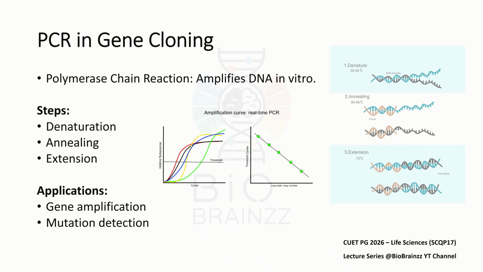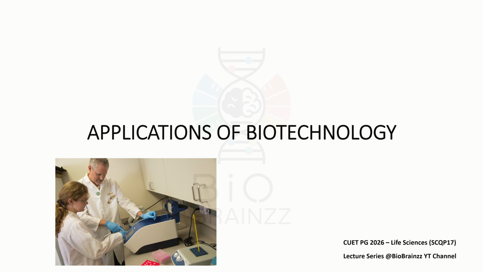Polymerase chain reaction is a powerful method for amplifying specific DNA sequences in vitro. The process involves repeated cycles of denaturation, primer annealing, and extension by DNA polymerase. PCR enables rapid production of millions of copies of a target sequence and is widely used in diagnostics and genetic analysis. Now we move from molecular mechanisms to real-world applications.